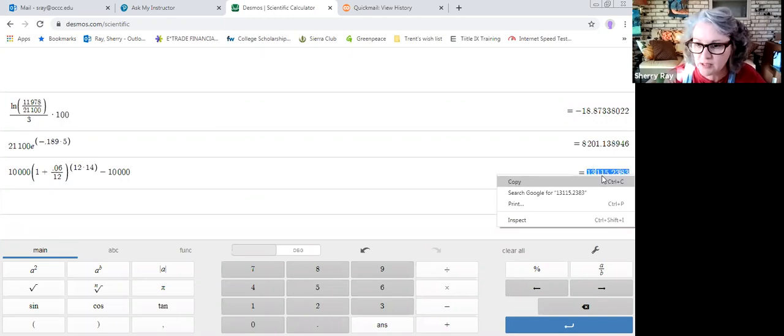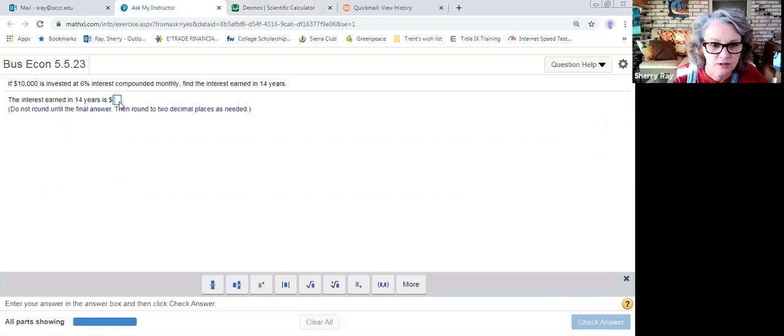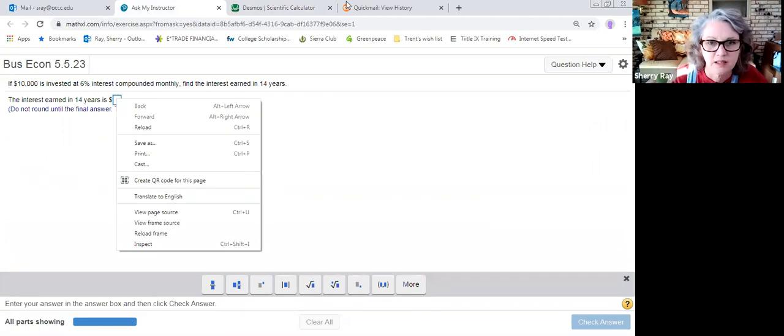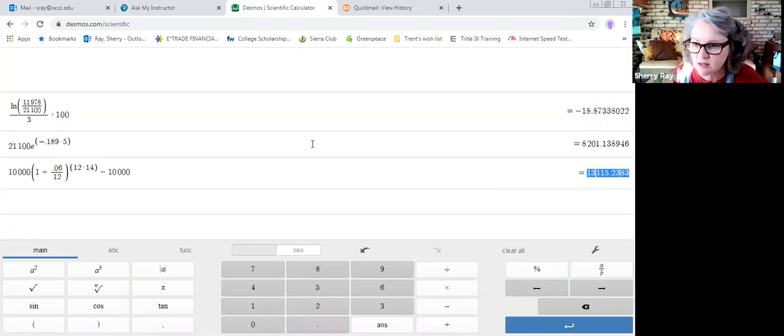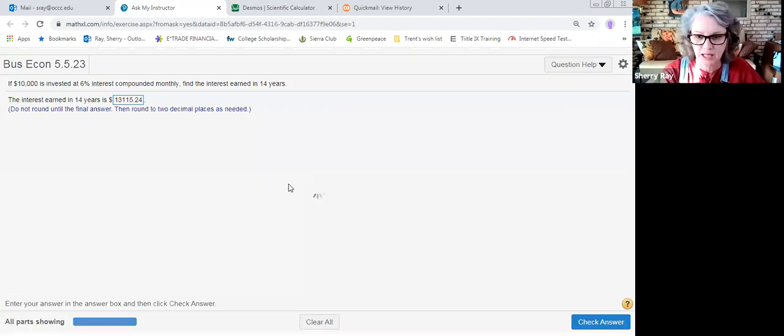Sometimes I can do a copy and paste, and I wonder if it says to round to 2 decimal places. I wonder if it'll let me do that. Probably not. Nope. So what is that? $13,115.24. And 24. Yippee, I got it right.